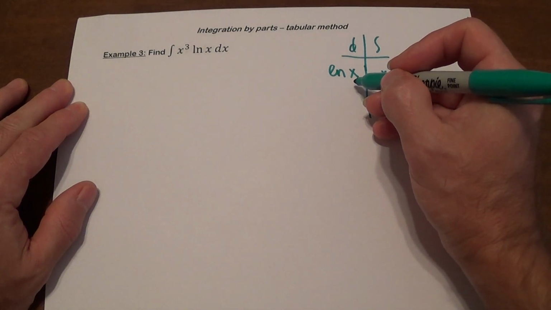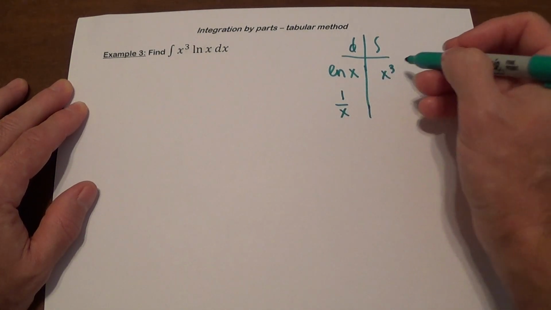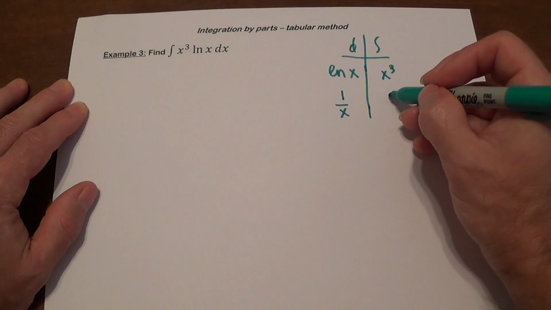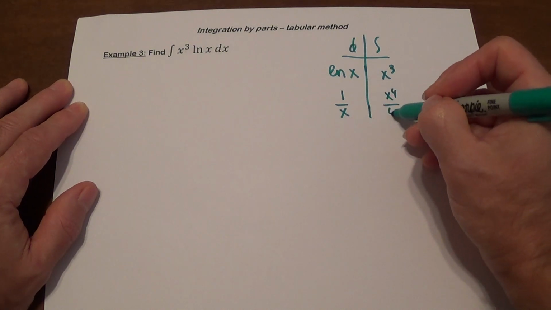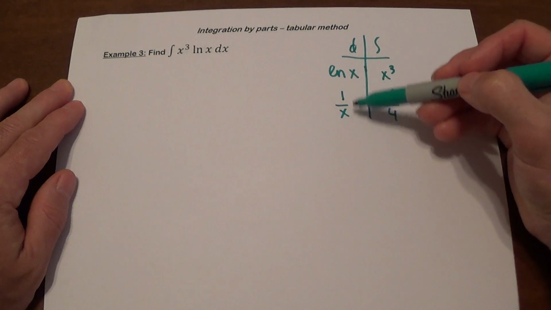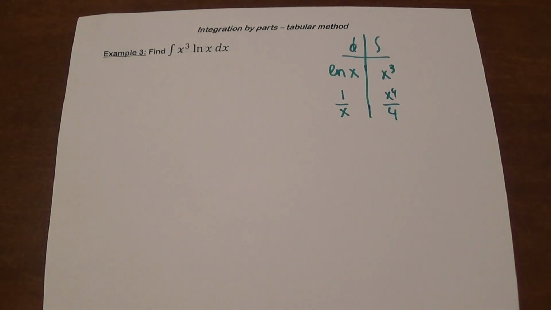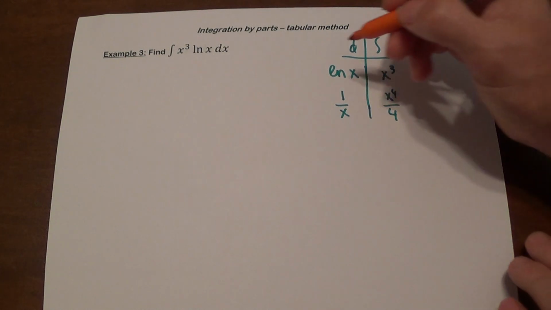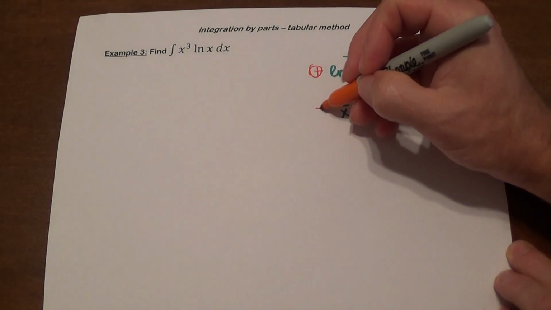So the derivative of ln x is going to be 1 over x. The integral of x cubed is going to be x to the 4th over 4. The problem is, if you continue differentiating here, you will never get 0, because the next derivative is going to be negative 1 over x squared, etc., etc. If you flip them, you're going to run into a problem. You need to know what the integral of ln x is, and we're working under an assumption that you don't know. So we're not going to get 0 here. But we're going to stop here, and I will explain to you in a moment why.